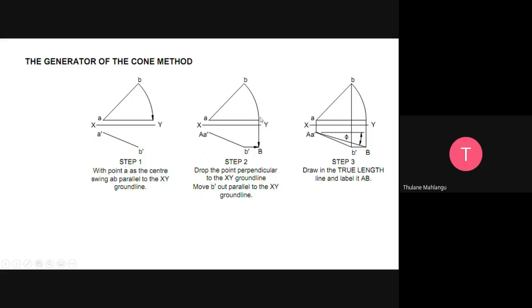That point will be your new B. Then you construct that line down where it meets with B prime. That's your new point B. And then you'll have to connect point B with point A. So that will be your true length.